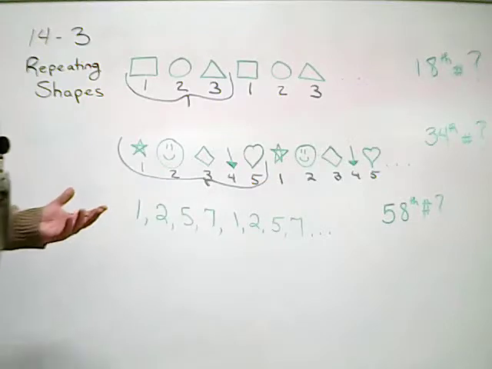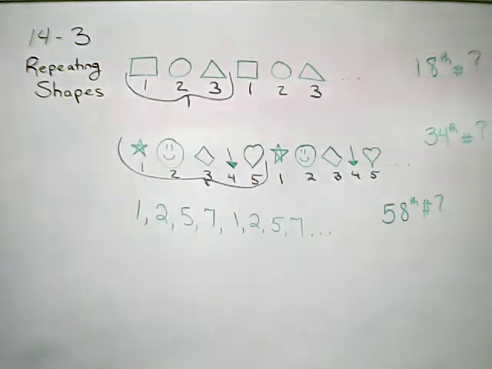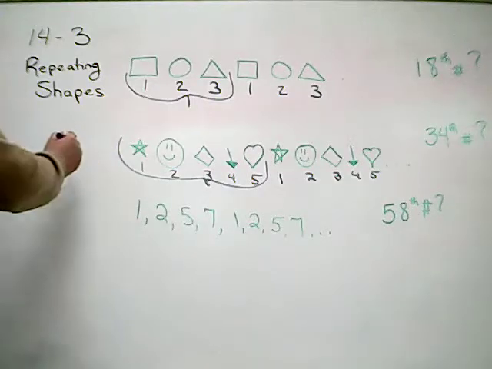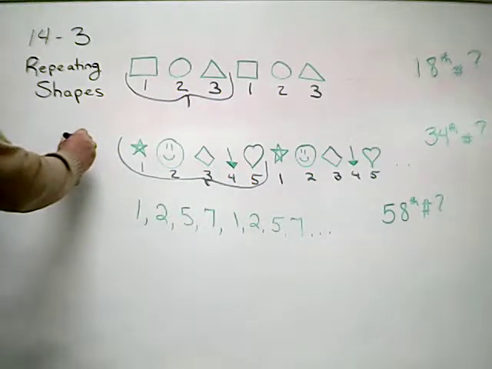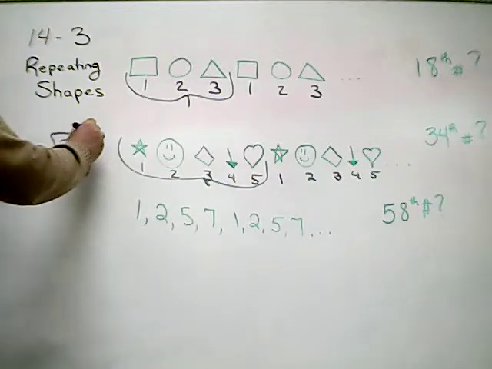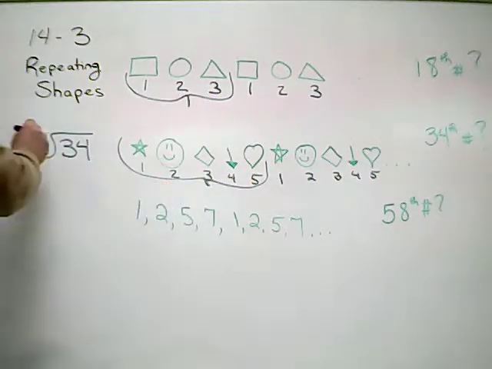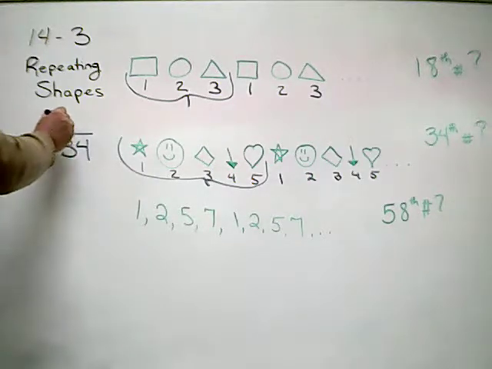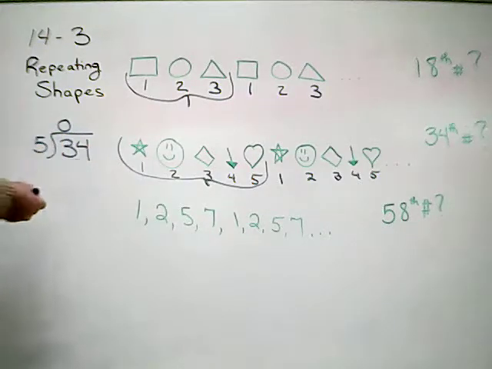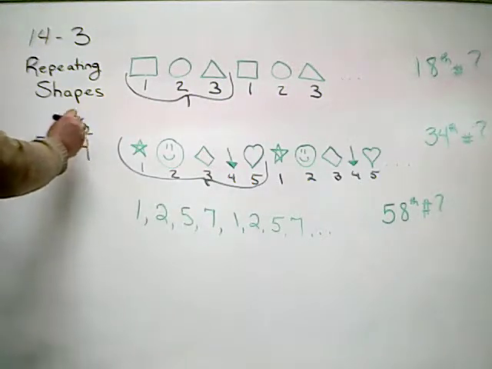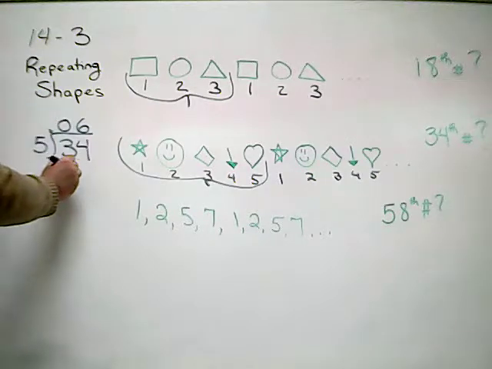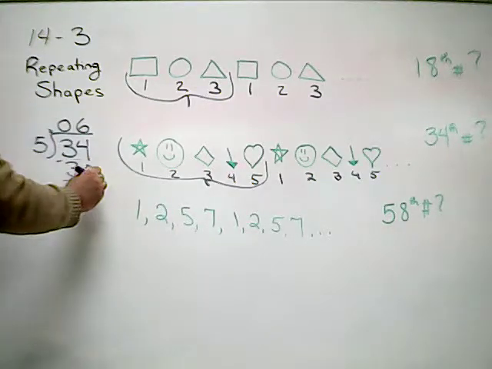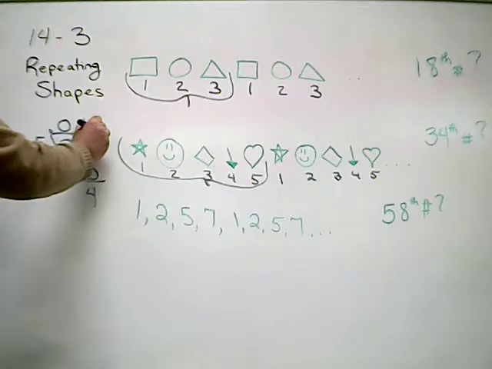Now again, I can draw this out and keep going with the pattern, or I could do some real quick division to help me figure this out. So I'd like to find the 34th shape. And I'm going to divide that by the 5 shapes that are in my pattern. And doing so, I know that 5 can't go into 3, but 5 can go into 34, and it can go in 6 times. 6 times 5 is 30. And I'm left with the remainder of 4.